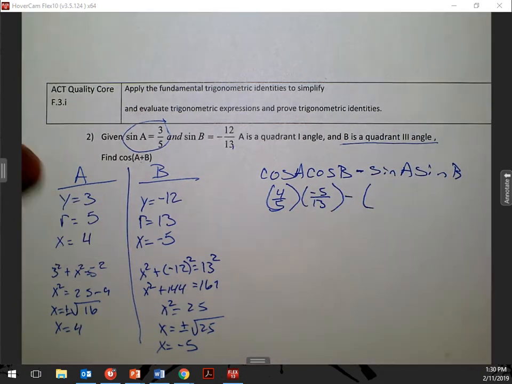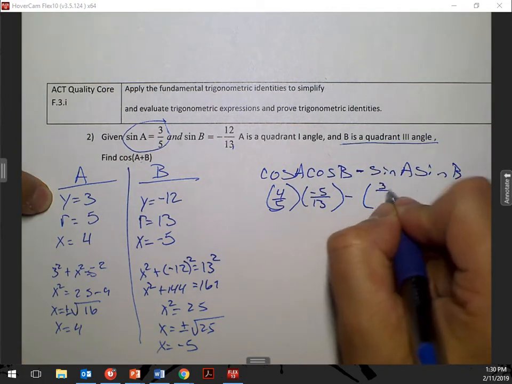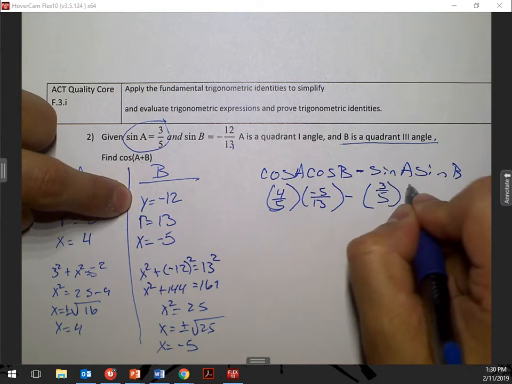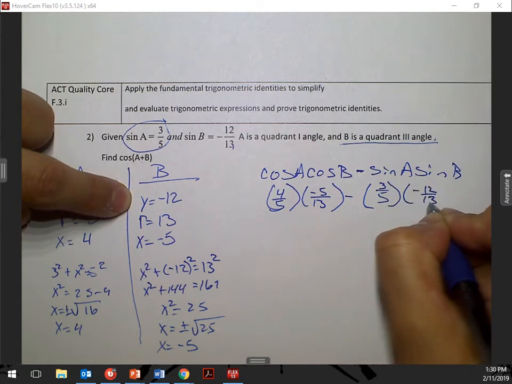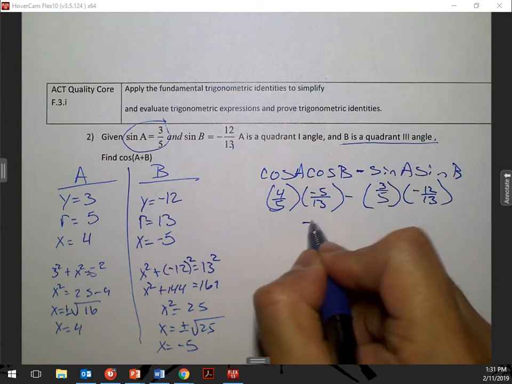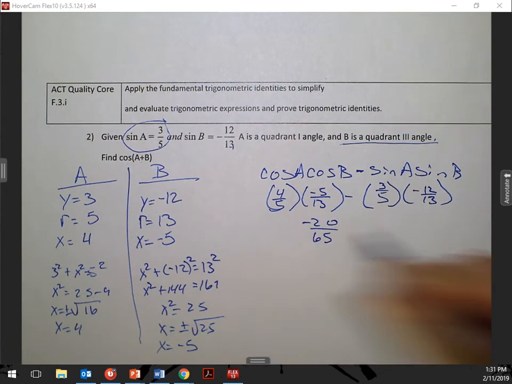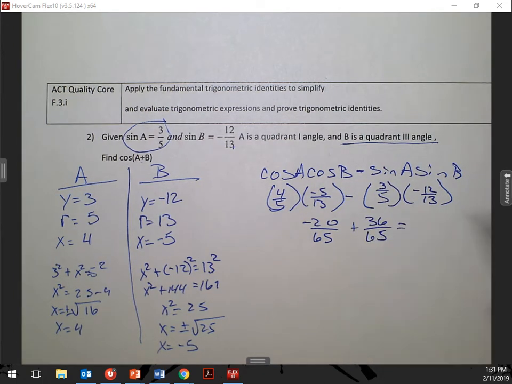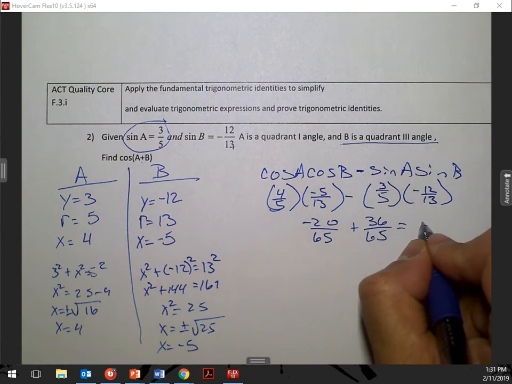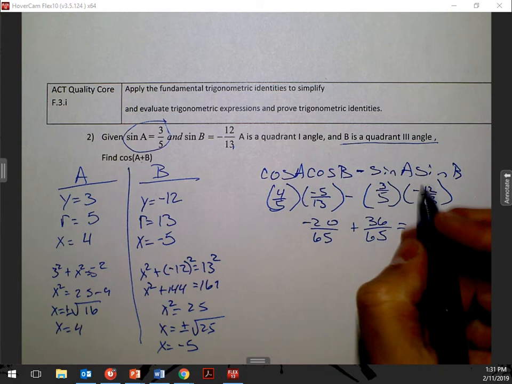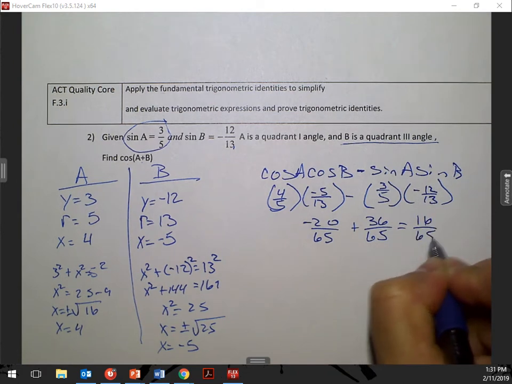Minus sine of A, 3 over 5. Sine of B, negative what? Negative 12 over 13, right? Okay, over here I'm going to get a negative 20 over 65. And this is going to become plus 36 over 65, which my grand total comes out to be how much? I don't like 12. Probably 16. 16 over 65.